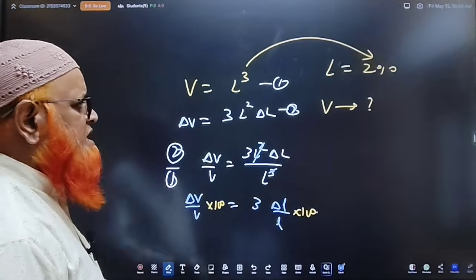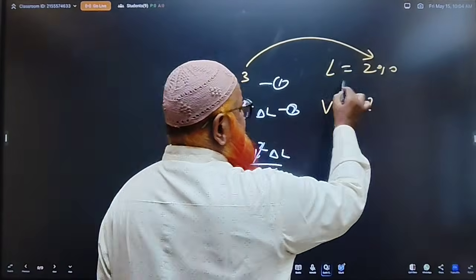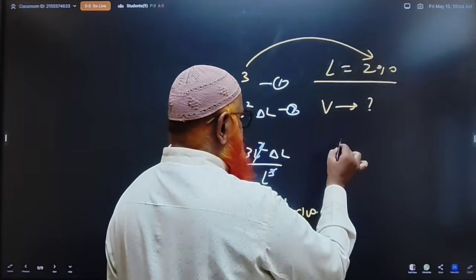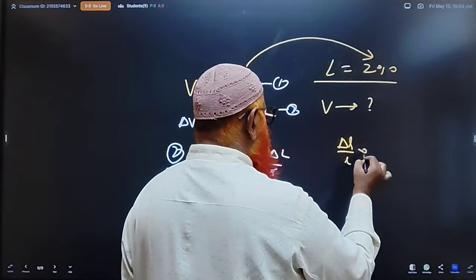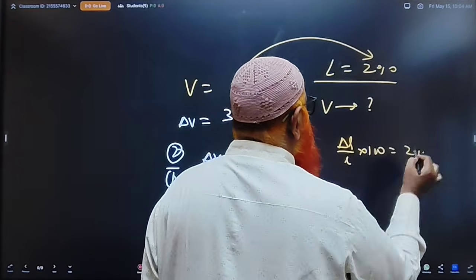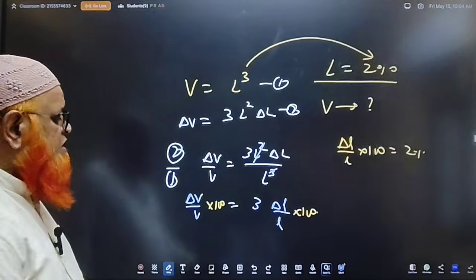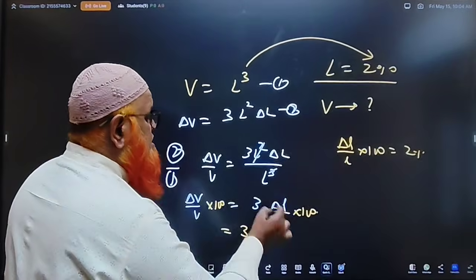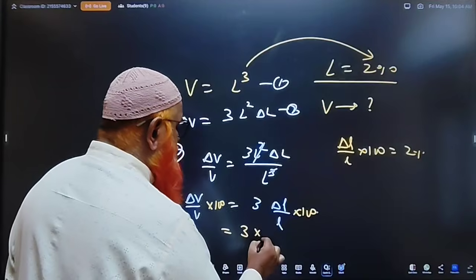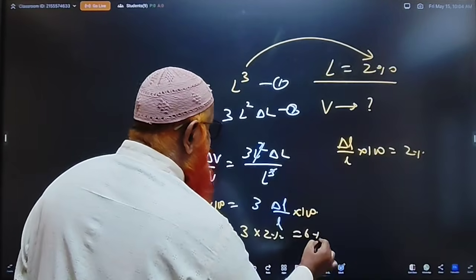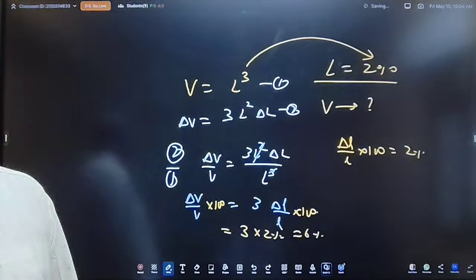He is asking: percentage error in length is 2%, what is the meaning here? Delta L by L into 100 is given as 2%, and he is asking us to find the percentage error in volume. So what will you write now? It is 3 into delta L by L into 100, which means 3 into 2%, which is 6%. So this is the basic concept behind that.